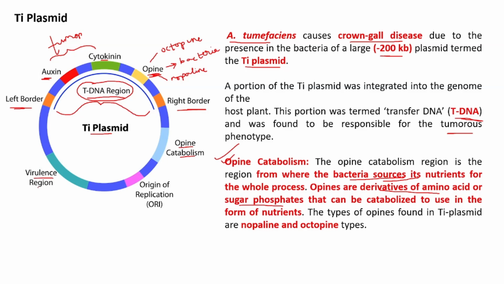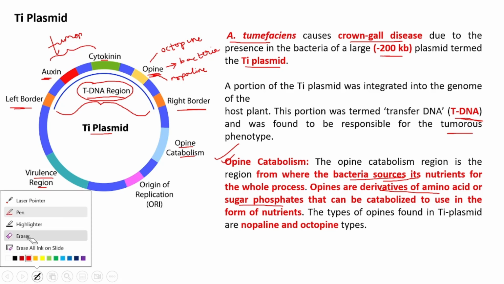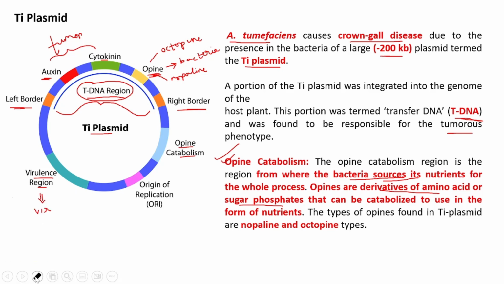Another thing, you have one virulence region which codes for virulence proteins, the virulence genes, the VirD, VirB, etc. These virulence genes are involved in the transfer of the tDNA. They facilitate the transfer of the tDNA from the bacteria to the plant cell.